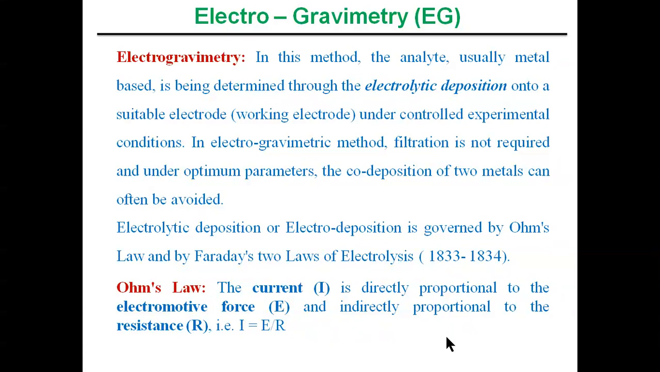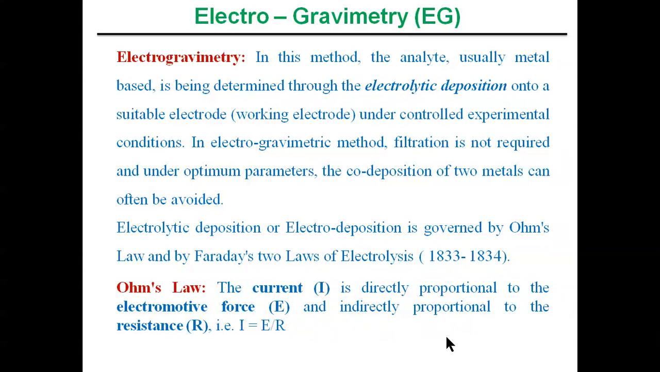In the electrogravimetric method, filtration is not required as we are doing electrolytic deposition or electrodeposition. Under optimum parameters and controlled conditions, the co-deposition of two metals can often be avoided in the electrogravimetric technique. So it is a simple analytical technique where we can determine metal-based analytes by electrolytic deposition or electrodeposition.